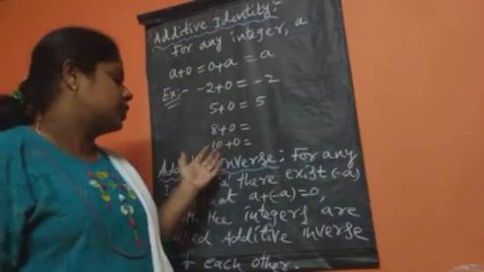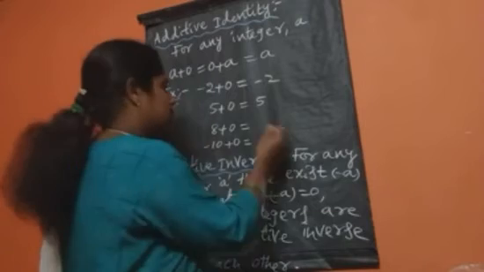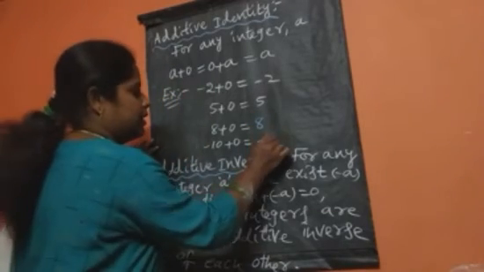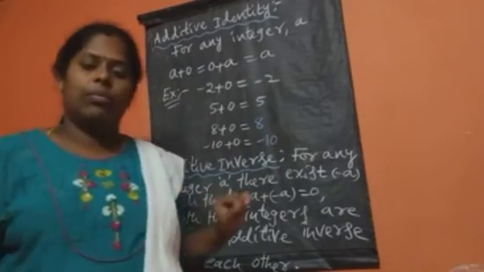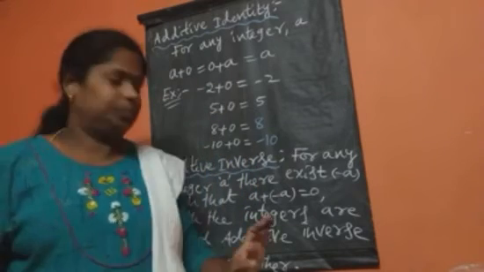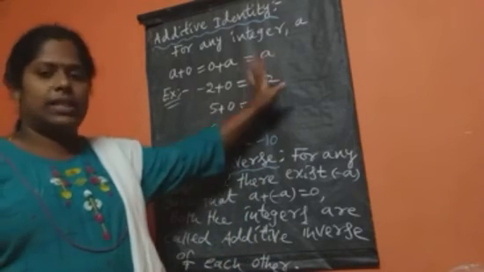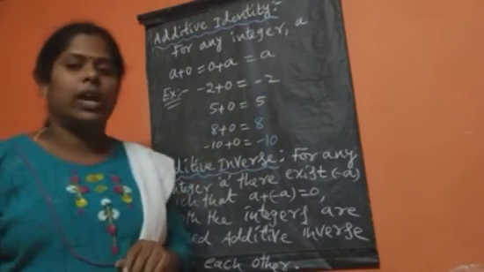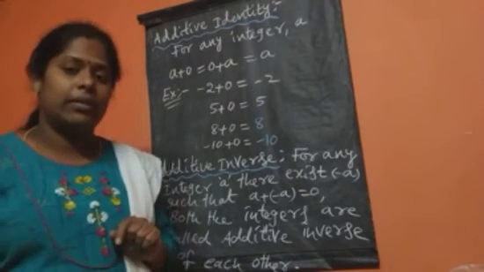a plus 0 is equal to a again. Minus 10 plus 0 means we will get minus 10 only. So for any number, if we add 0, we will get that number only. Next, this is a very important and easy one: additive inverse. So what is meant by additive inverse?